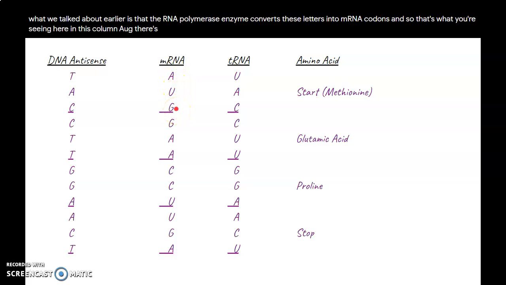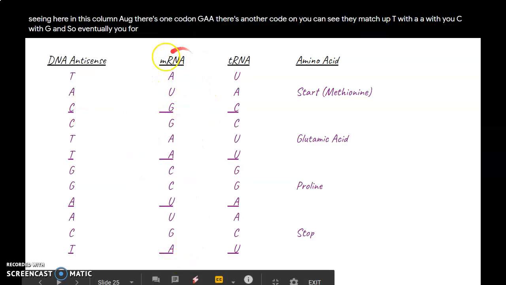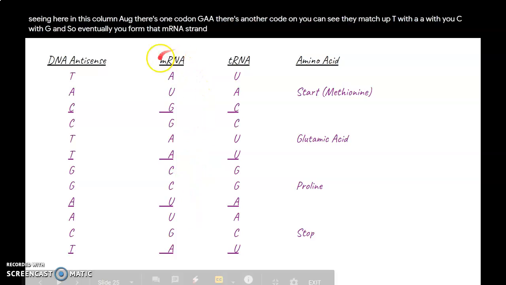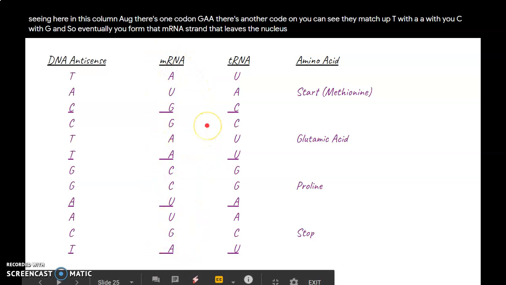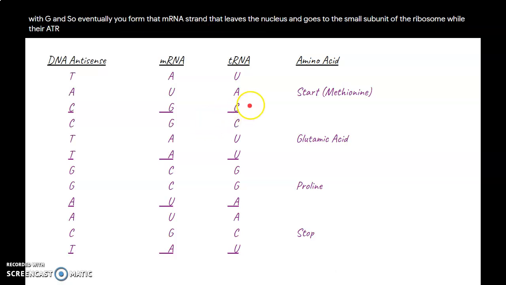AUG, there's one codon. GAA, there's another codon. You can see they match up. T with A with U, C with G. And so eventually you form that mRNA strand that leaves the nucleus and goes to the small subunit of the ribosome. While there, a tRNA with a specific anticodon matches up with it.